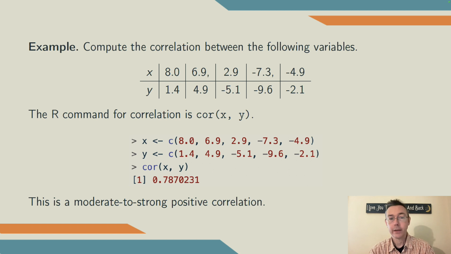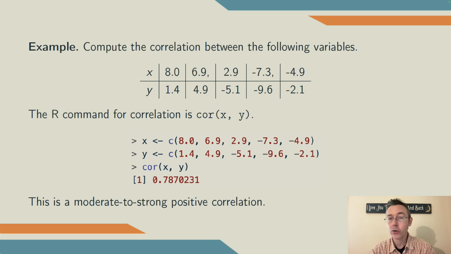Let's close with a quick example. Here's a very simple data set. We have 5 observations of 2 variables, x and y. And we want to compute the correlation between them using technology. I use R, and in R, the command for correlation is cor, and then you just pass it the 2 variables that you have. Correlation is going to be the same regardless of what order I put these variables in, by the way. So what you're seeing here is me coding in the 2 variables x and y.